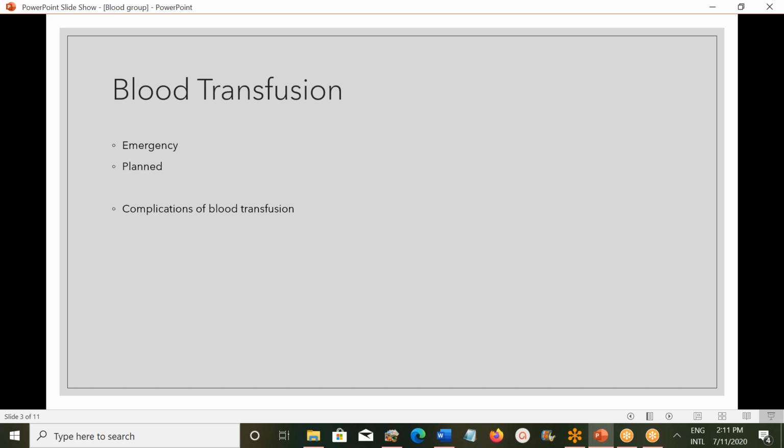So that is also one of the complications. Then hypothermia: if you are transfusing blood which is not at normal body temperature, then your patient can go into shock also. So if you have to give blood in cases of PPH, then you have to give warm blood. And if the blood is cold, it can even cause a heart attack, myocardial infarction, and hypothermic shock also. So these are the important aspects of blood transfusion.